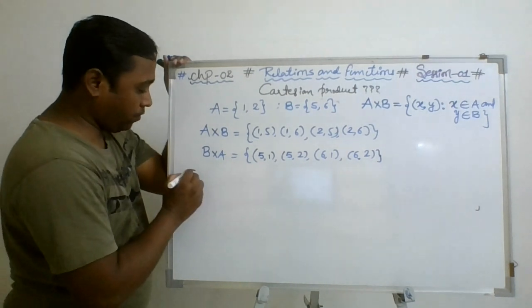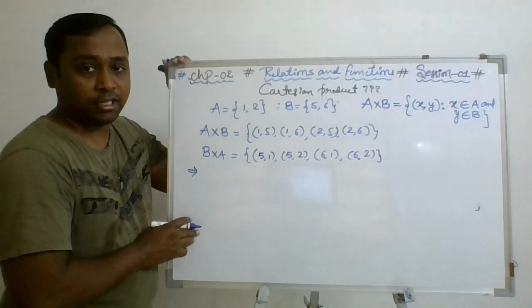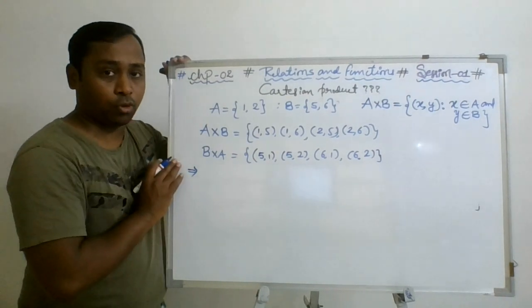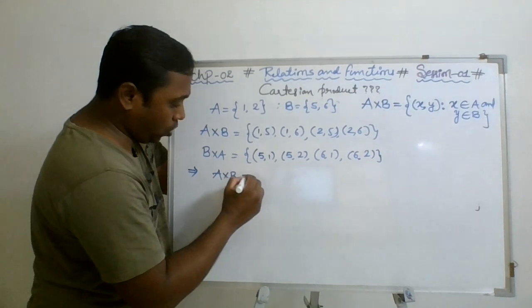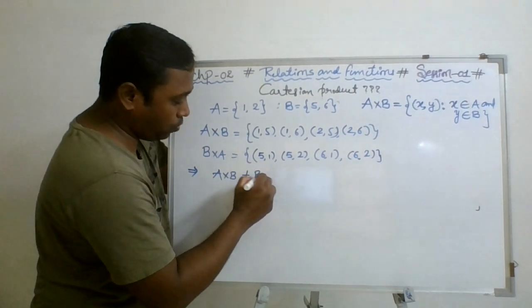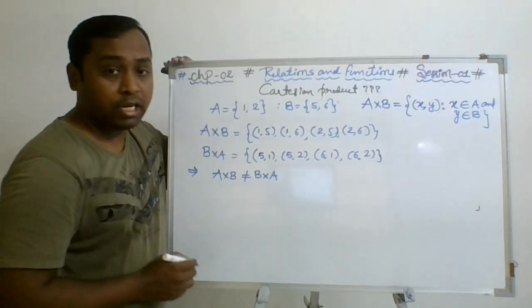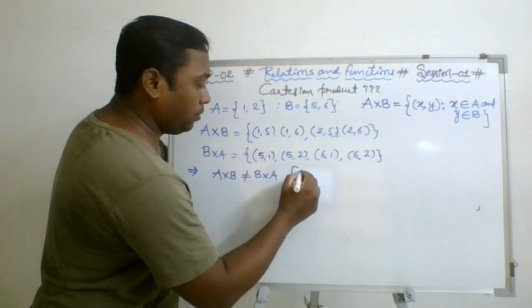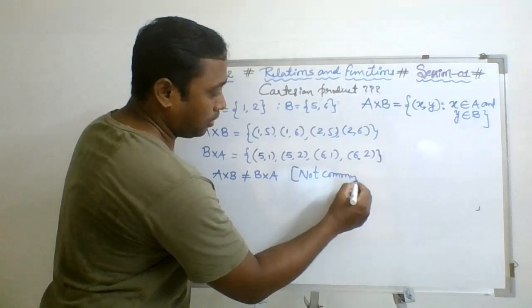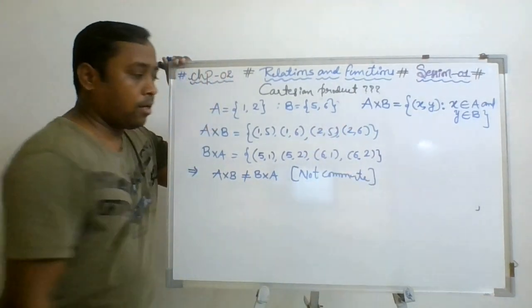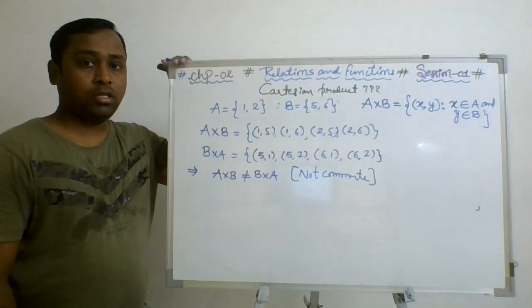The first observation from this Cartesian product is that A cross B is not generally equal to B cross A. It means that Cartesian product is not commutative. Have you understood? Cartesian product is not commutative.